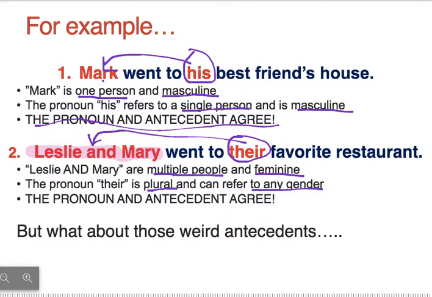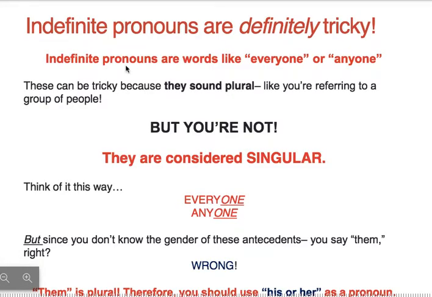But there are some weird antecedents that make this a little more tricky. So we have indefinite pronouns. Indefinite pronouns are words like everyone or anyone. So that can be a little tricky because they sound plural. It sounds like you're referring to a group of people. Everyone in this room. Does anyone want to do this? Like I'm talking to many people. But in fact, I'm not. They're considered singular. They are not considered plural.